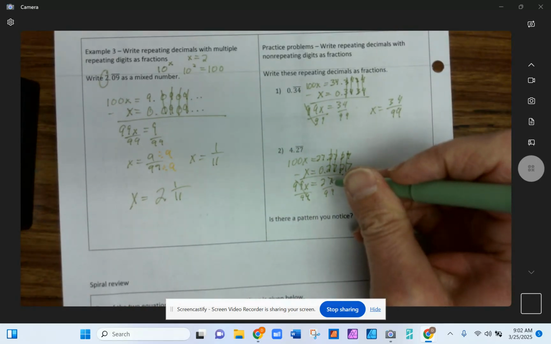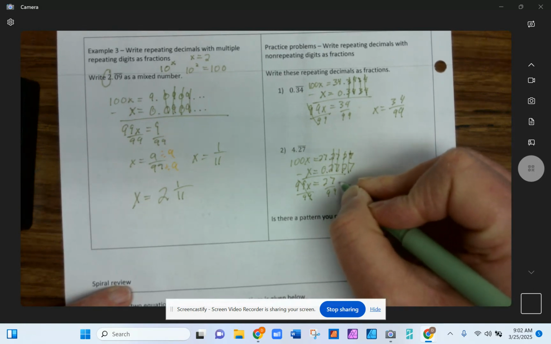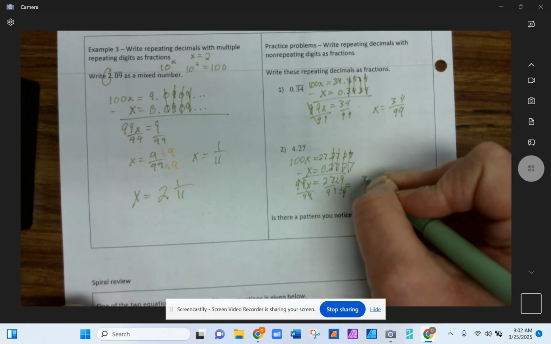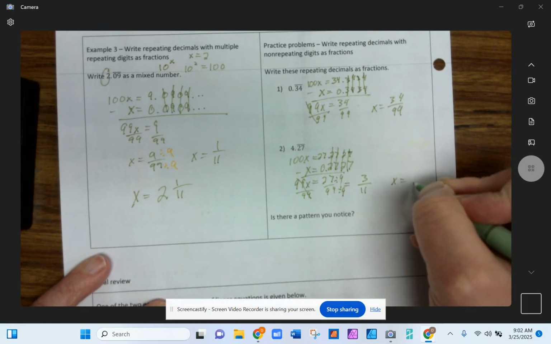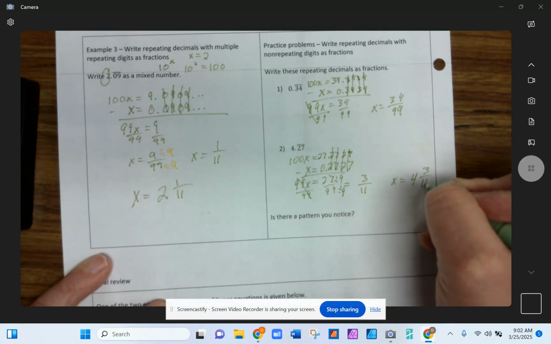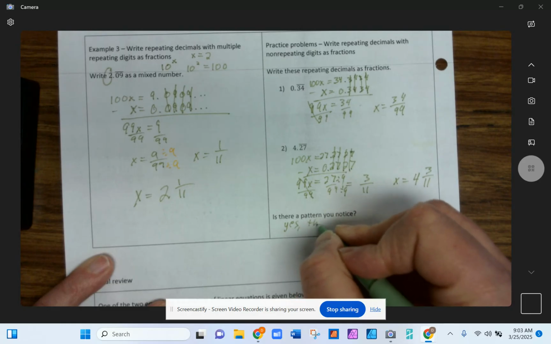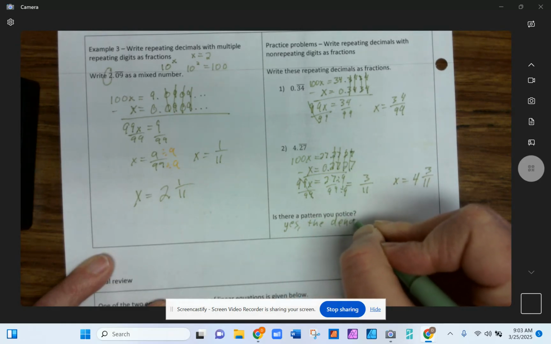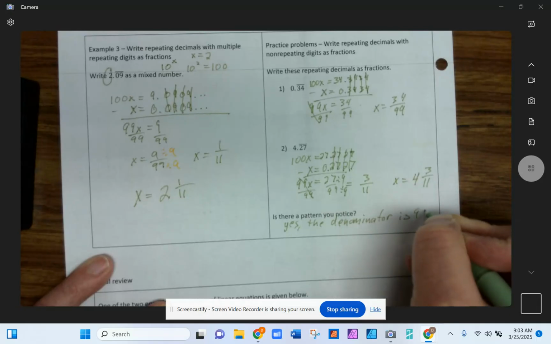We'll divide by 99, okay? We'll divide by 9 on the top and bottom. So this becomes 3/11. And then don't forget your whole number. So 4 and 3/11. Okay. Is there a pattern you notice? Yes. The denominator is 99.